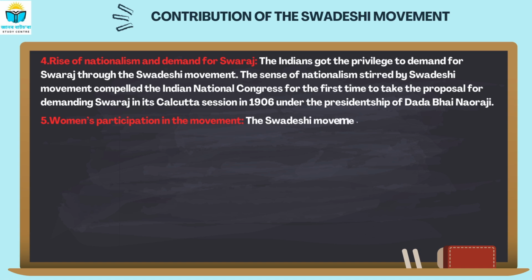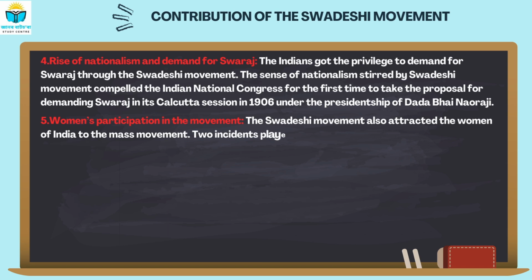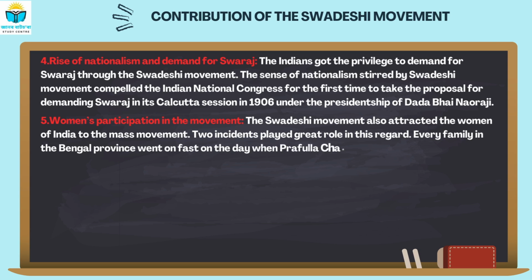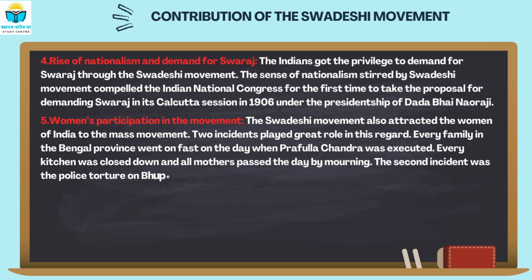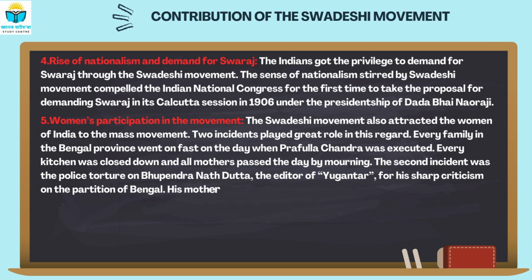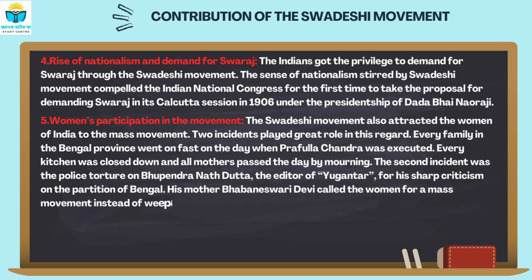5. Women's participation. Women also joined the movement in large numbers. Two key incidents triggered this. On the day Prafulla Chaki was executed, every family in Bengal fasted and mourned. No kitchens were opened. When Bhupendranath Dutta, editor of Yugantar, was tortured by police, his mother Bhabaneswari Devi called upon women to rise in protest instead of weeping. Thousands answered her call.